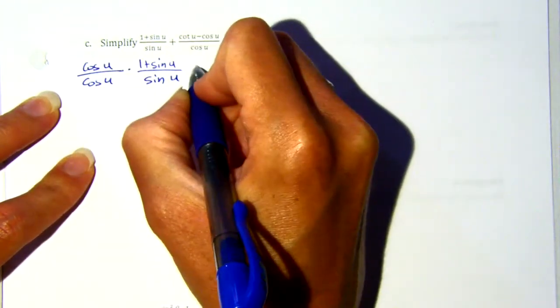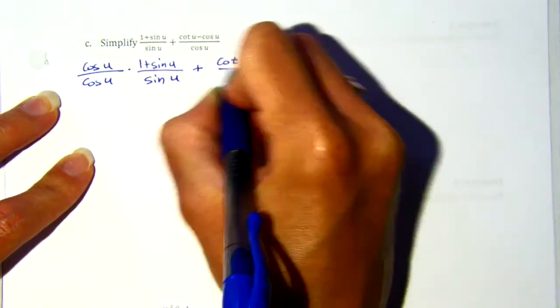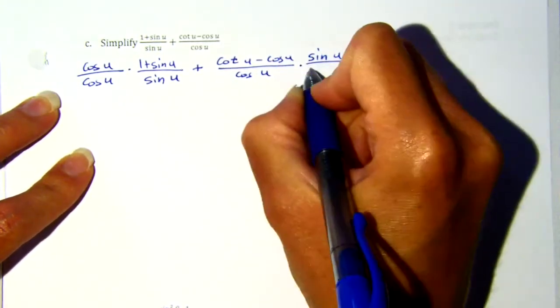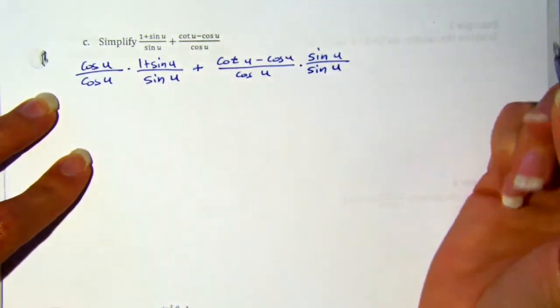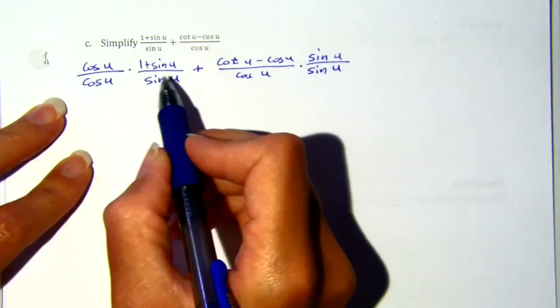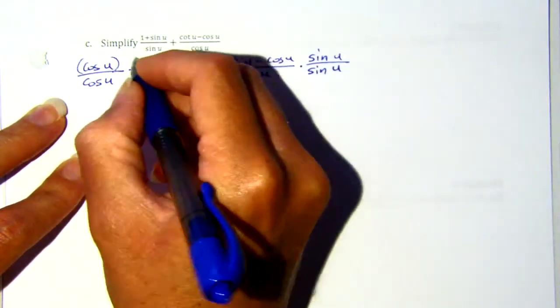So on the left, cosine of u over cosine of u times 1 plus sine of u divided by the sine of u. We're going to add that to cotangent of u minus cosine of u divided by cosine of u times sine of u divided by the sine of u. We do that because now cosine times sine and cosine times sine, we're going to have a common denominator, so we can add. In the numerators, we're going to distribute.